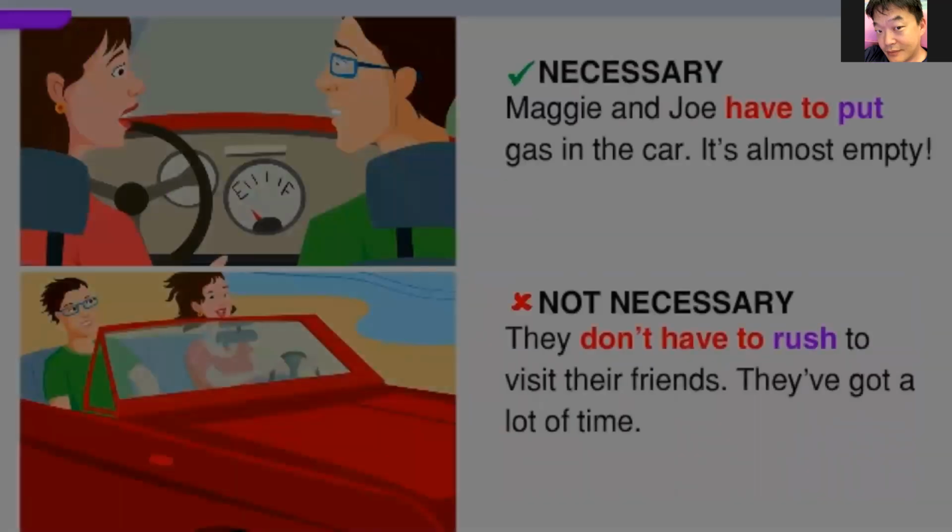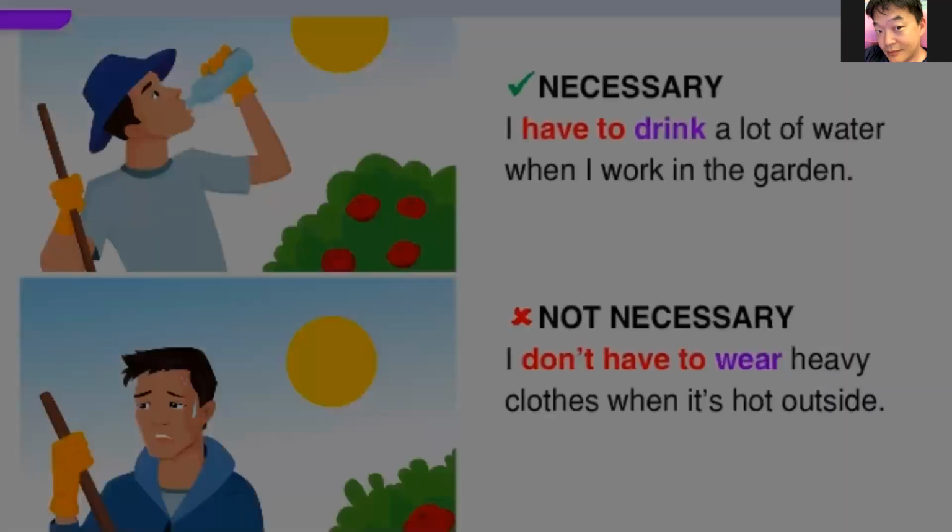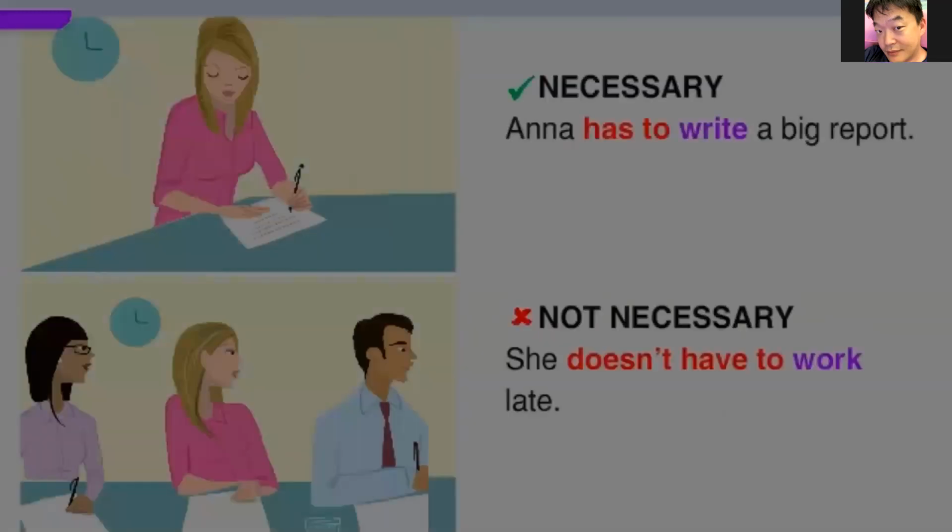Necessary. Maggie and Joe have to put gas in the car. It's almost empty. Not necessary. They don't have to rush to visit their friends. They've got a lot of time. Necessary. I have to drink a lot of water when I work in the garden. Not necessary. I don't have to wear heavy clothes when it's hot outside. Necessary. Anna has to write a big report. Not necessary. She doesn't have to work late.